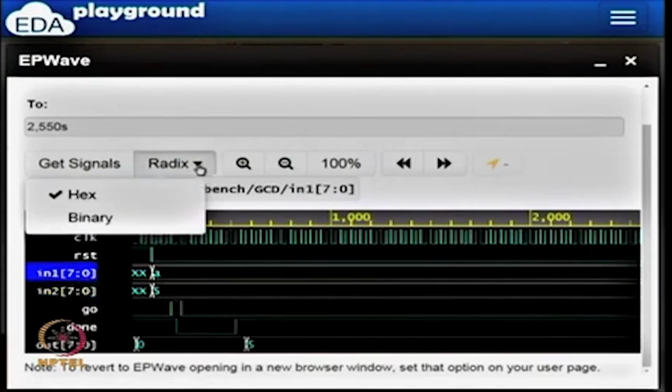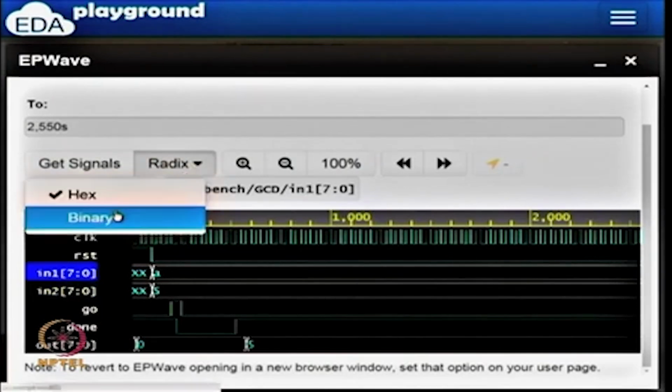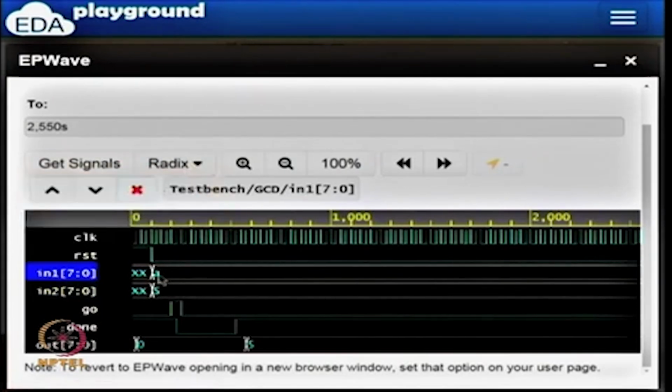So, I can convert the radix. So, okay, it seems to be only in hex and binary. So, let us leave it at hex itself. So, this is 10 and this is 5. So, we have 10 and 5. Once these are ready, I am making go equal to 1.